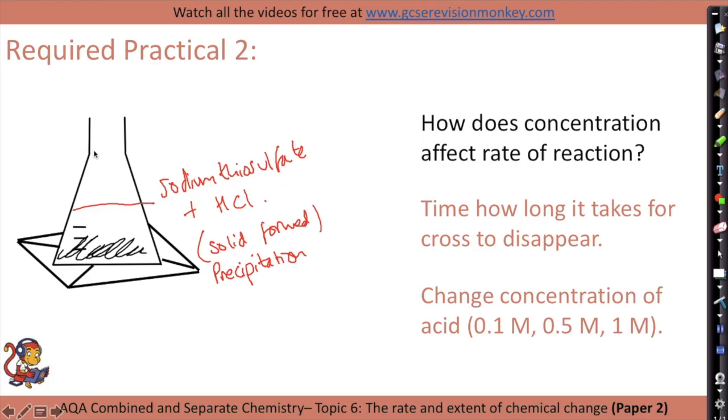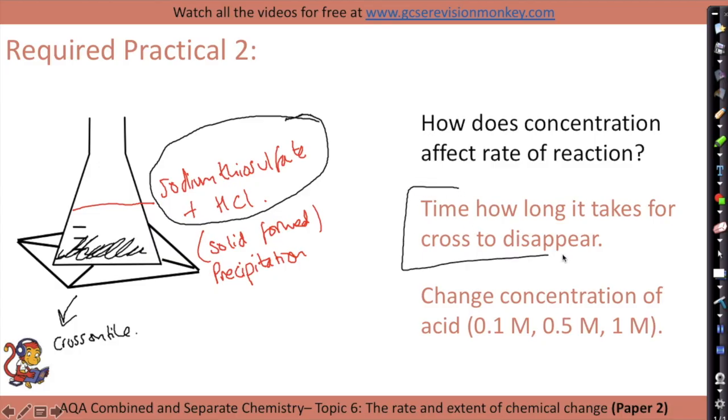So first of all, when you put the conical flask on your tile with a cross on it, because the reactants are colourless, you'll be able to see the cross through the tile. At the point that you put these two in the conical flask, you can start a timer and then time how long it takes for the cross to disappear, because a solid will form and this will start to go cloudy and you will no longer be able to see your cross.